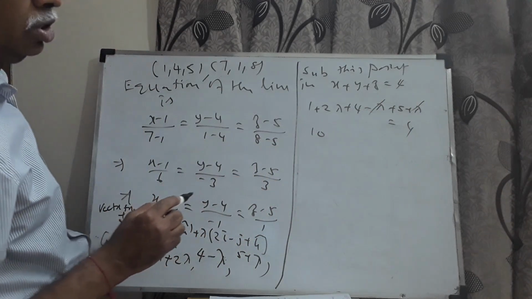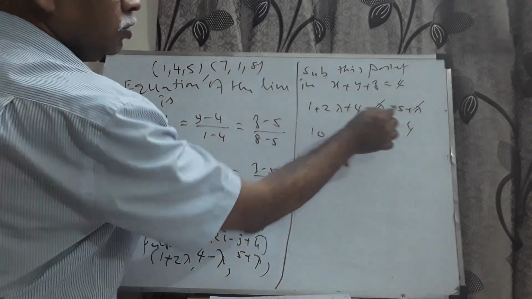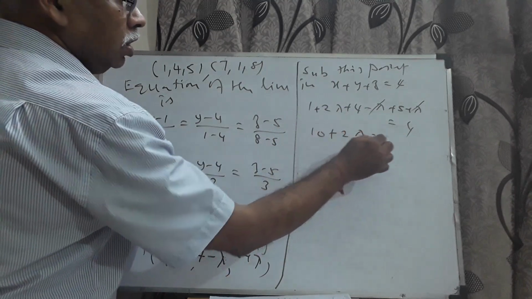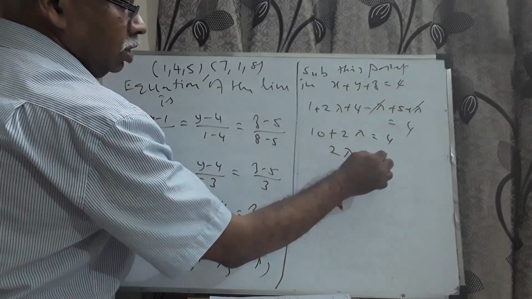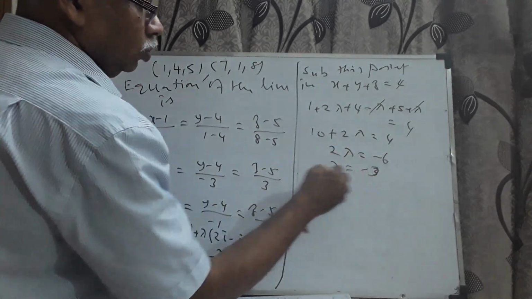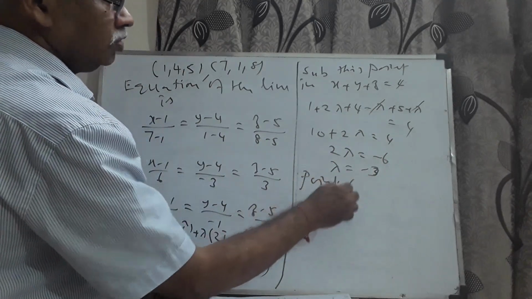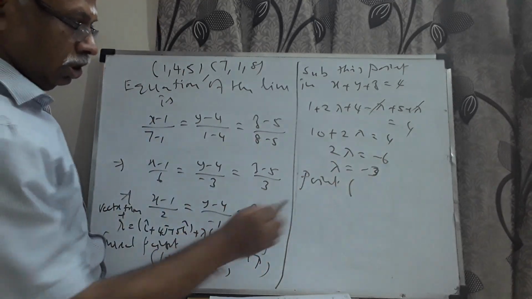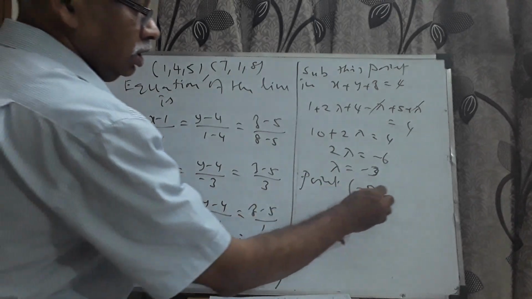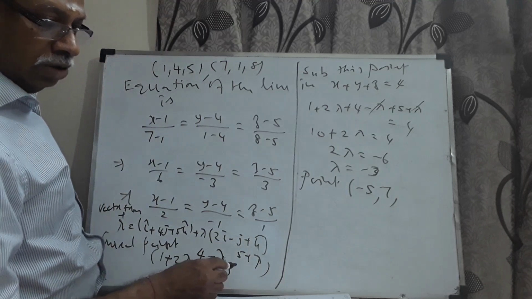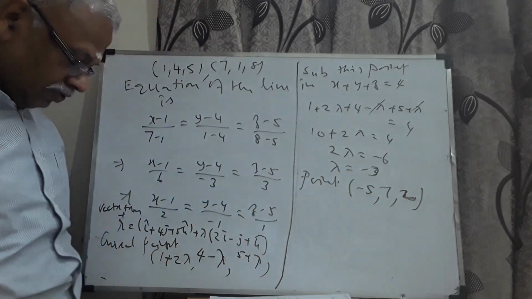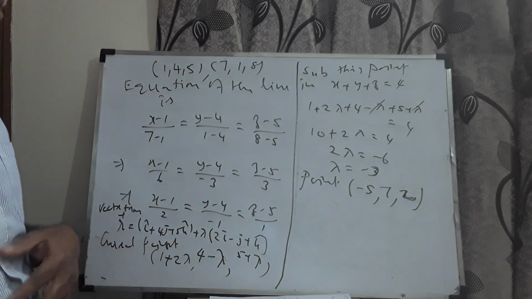Am I right? Are you able to follow? 1 plus 4 plus 5 is 10. 10 plus 2 lambda is equal to 4. 2 lambda is minus 6. Lambda is minus 3. Therefore, the required point will be minus 5, of course 4 plus 3 is 7, and 5 minus 3 will be 2. This is the point where the given line intersects the given plane x plus y plus z equal to 4.